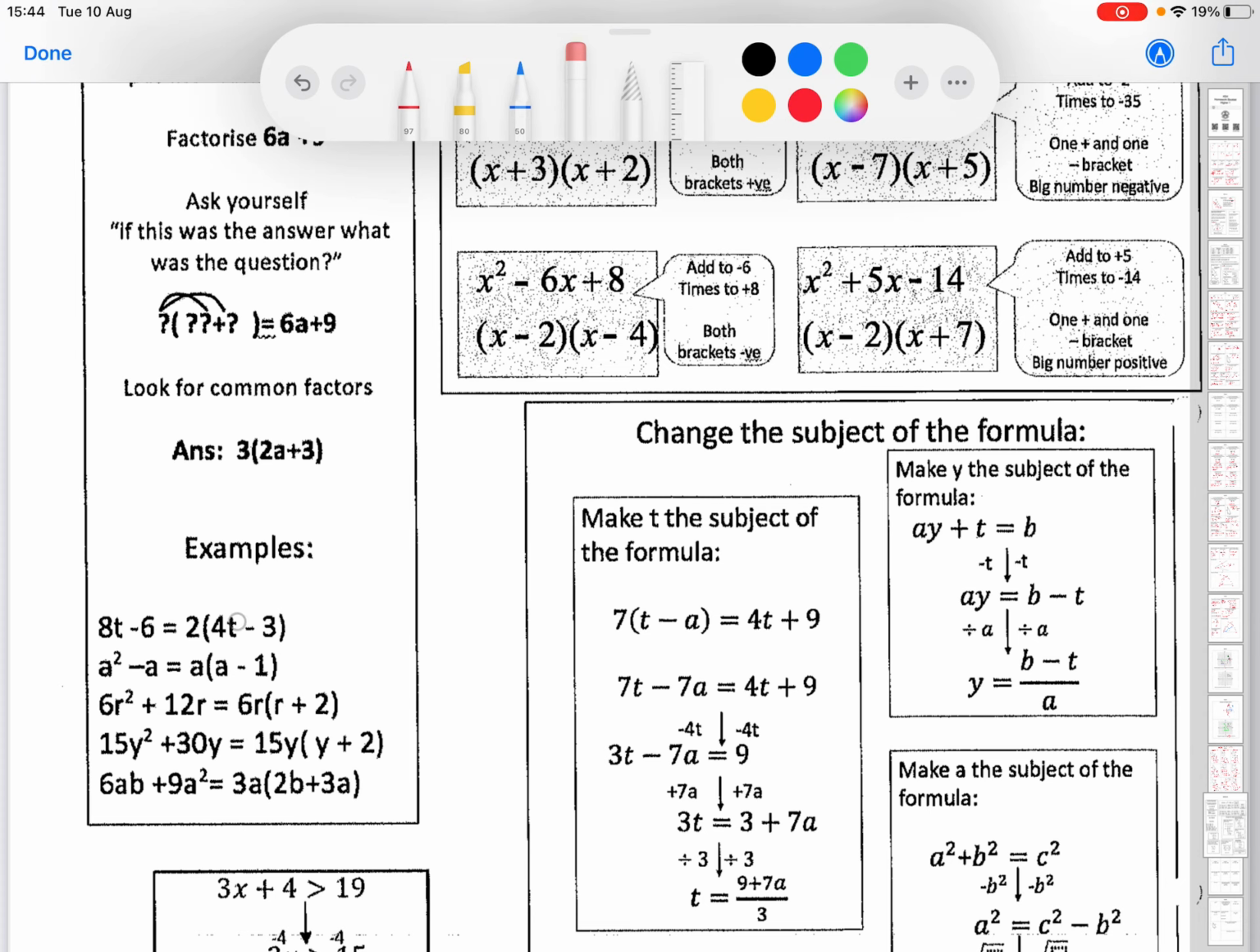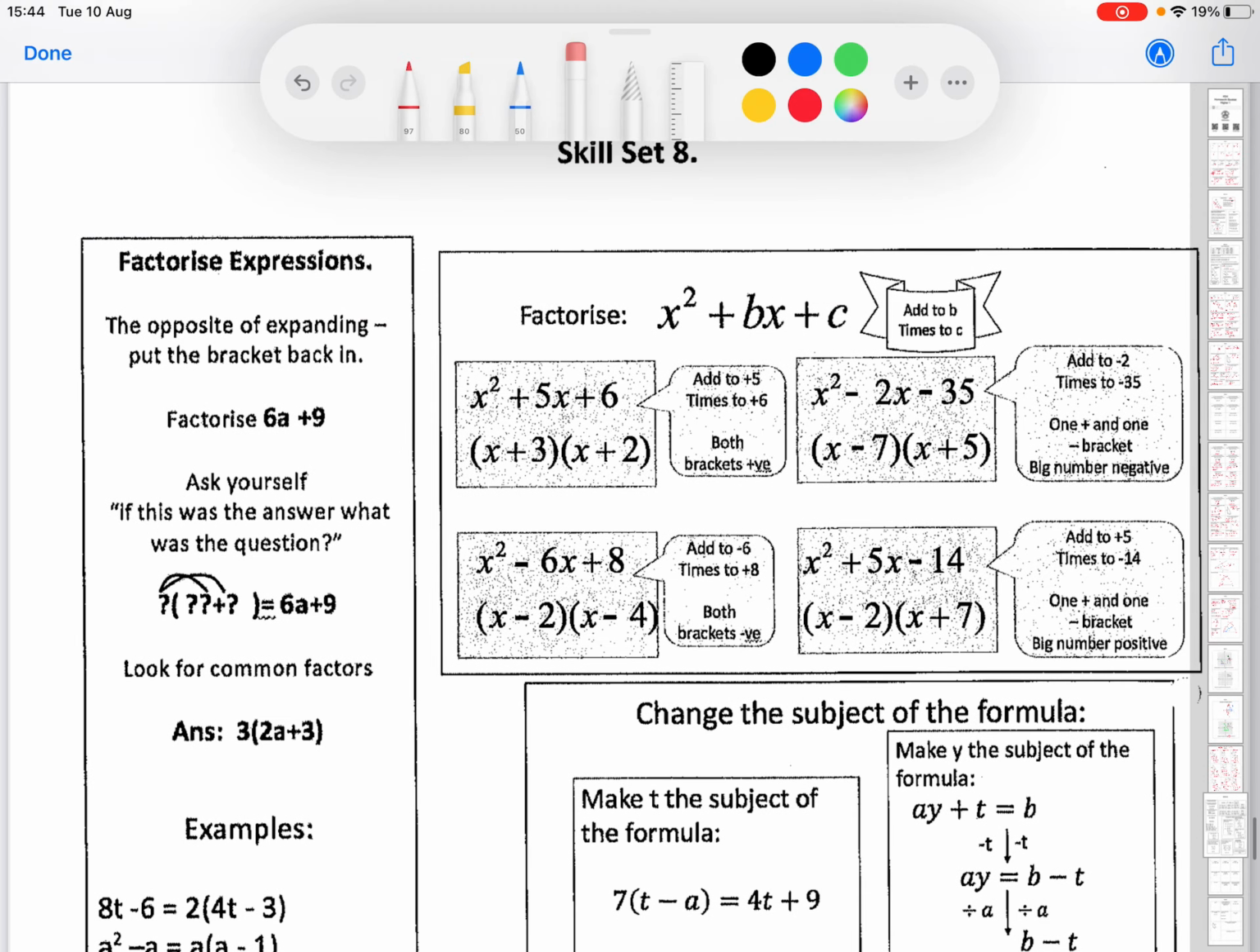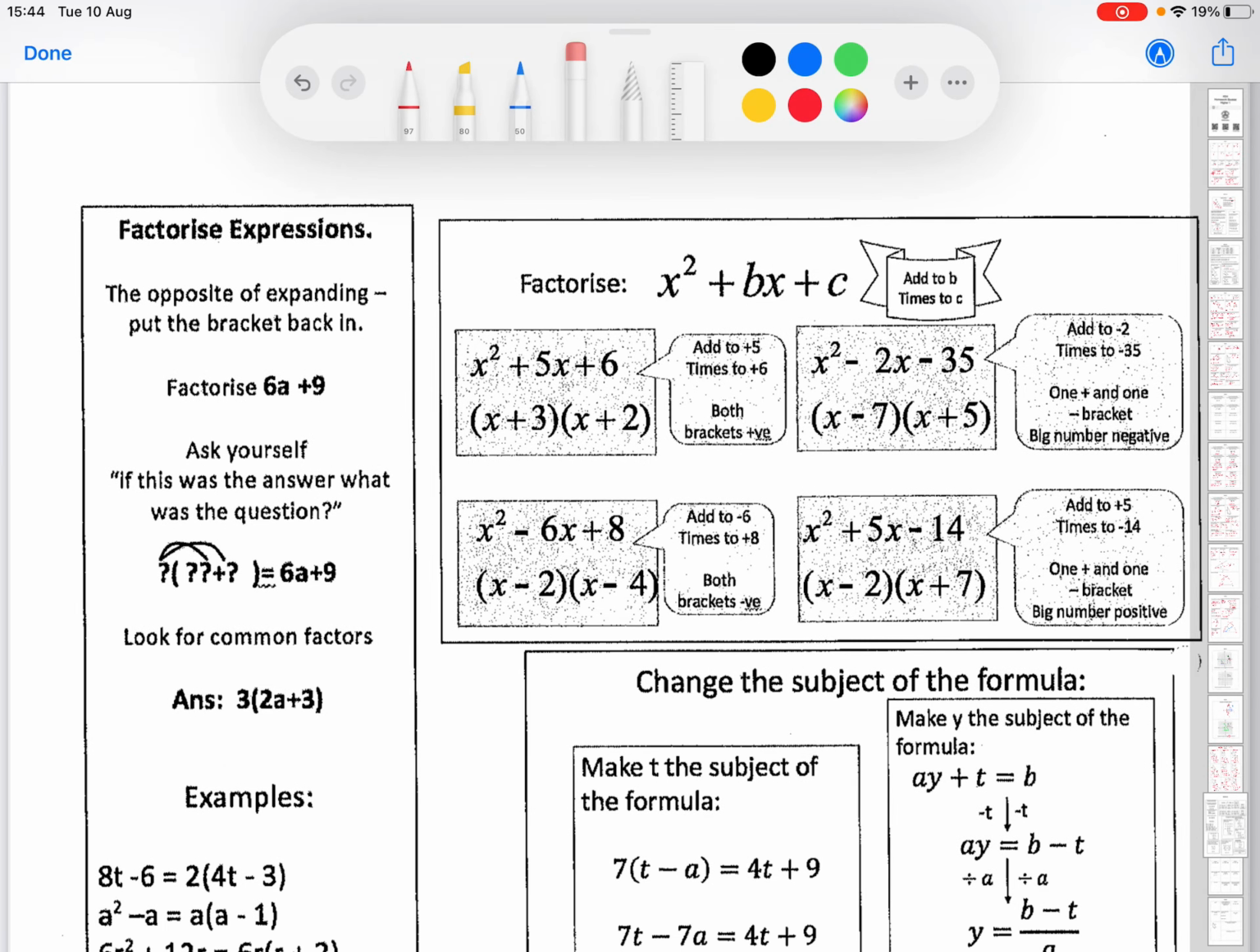So here are a few examples. What goes into 8 and 6? It would be 2. And then 2 times what gives you 8t, would be 4t. 2 times what gives you 6, it would be 3. So have a look at those and see if you understand those.